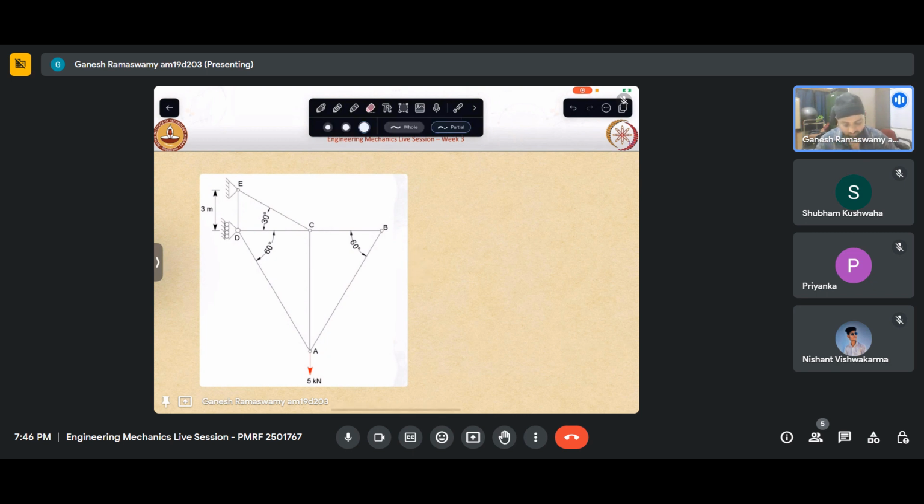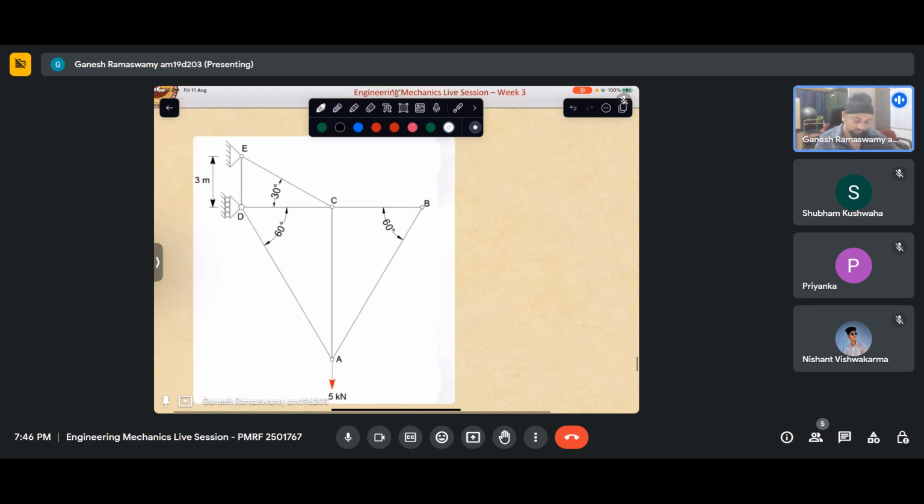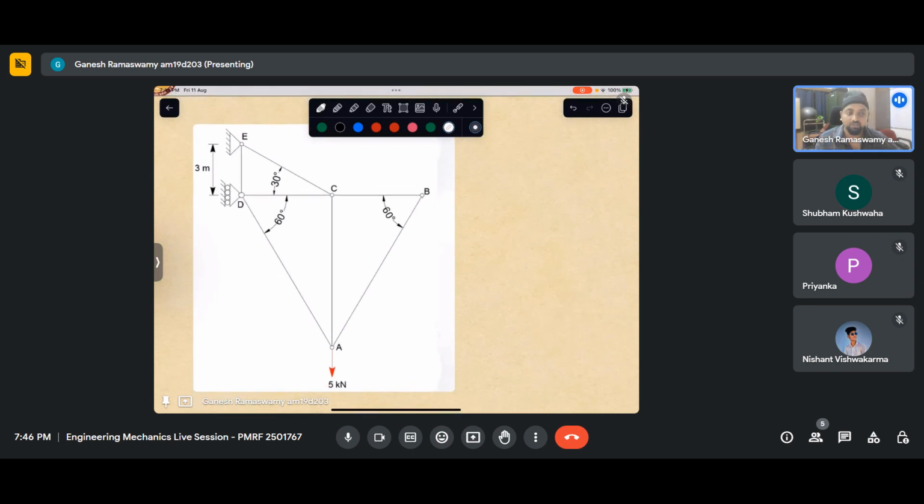So now the question that is asked is how many zero force members are there. Let us go about it by recalling our constraints that need to be checked for a zero force member. We are able to see that joint B has two members which are non-collinear and it is free of any force. So this is a zero force member. This is a zero force member. These two are zero force members.